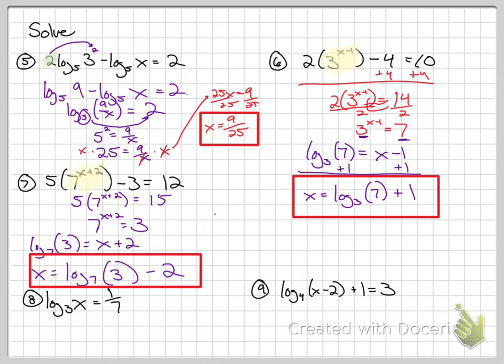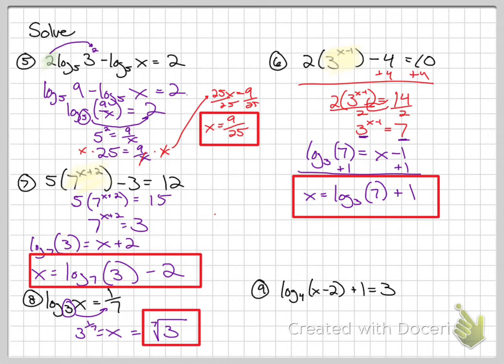Number 8, it's a logarithm equals a number, so change it to an exponent problem. 3 to the 1/7 equals x. We will not accept that answer on test day. A 1/7 power is a 7th root of 3. This is what we're looking for to get credit.